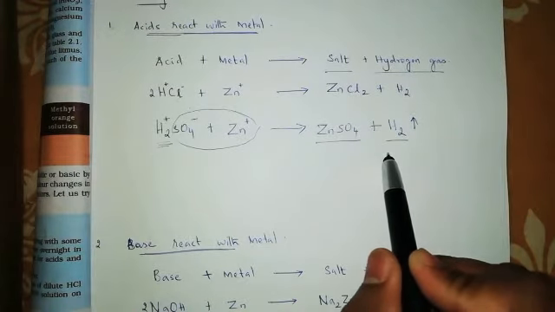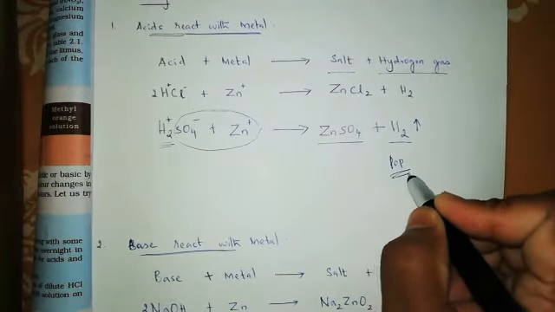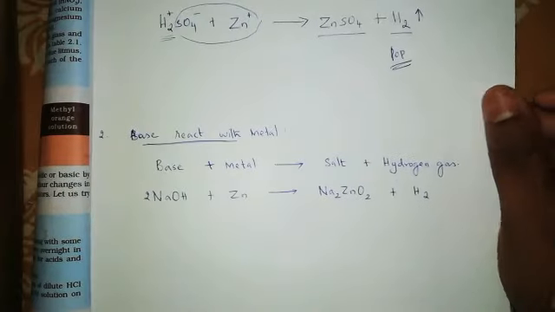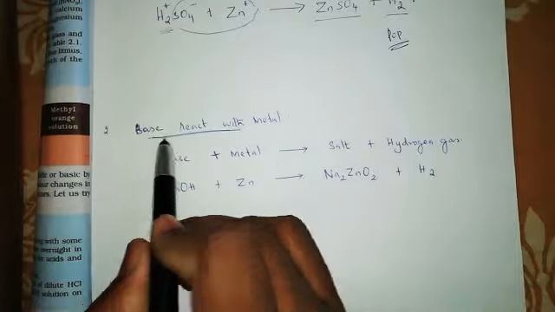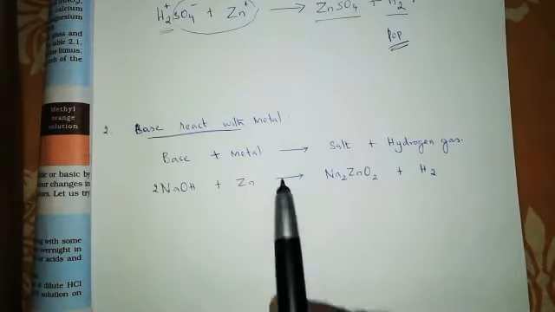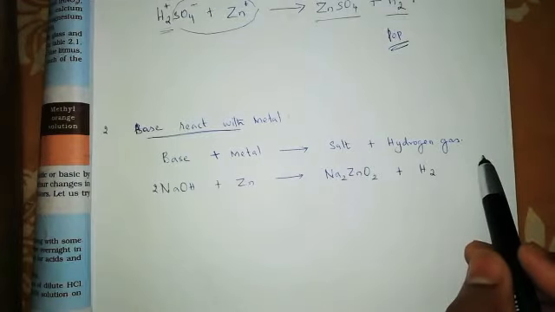It is very important, and you can easily identify hydrogen gas by a pop sound when you keep a lighter near the gas which is coming out. Okay, let's move on to the next topic. What happens when a base reacts with a metal? When a base reacts with a metal, it also gives salt with hydrogen gas.